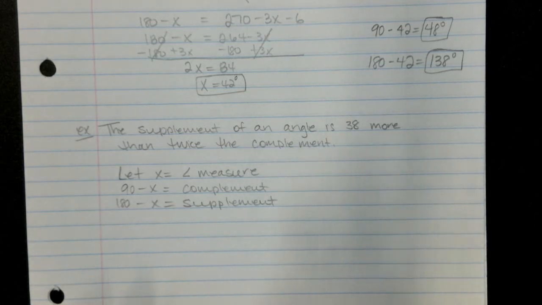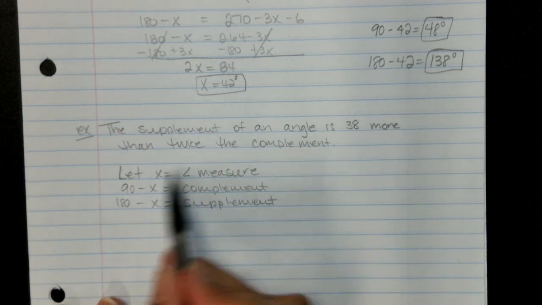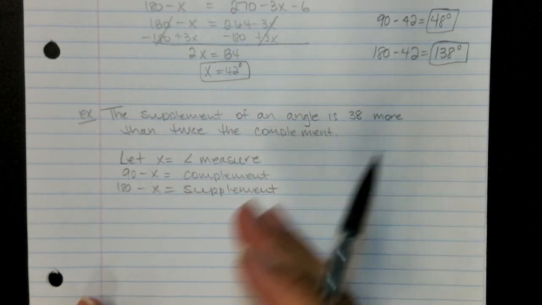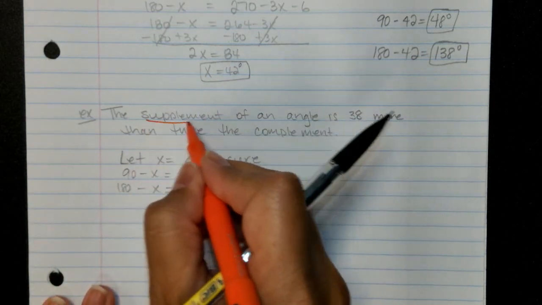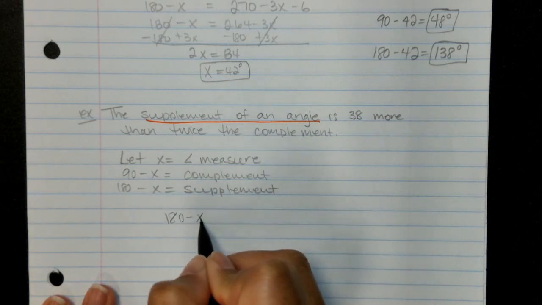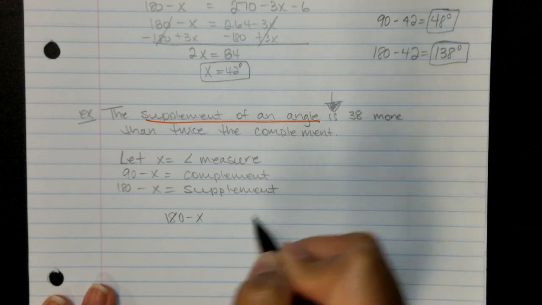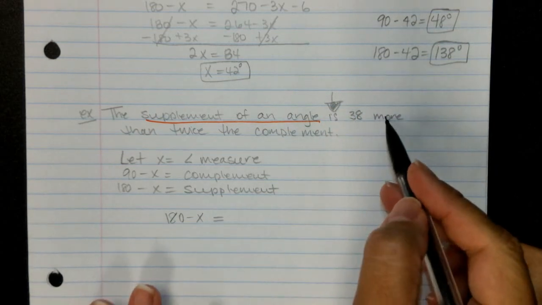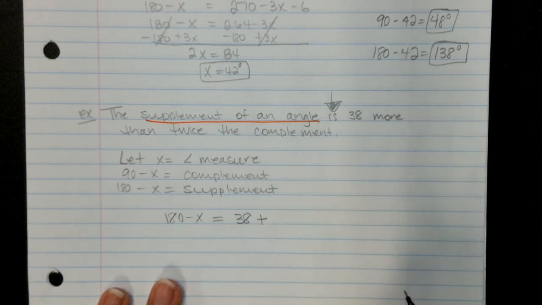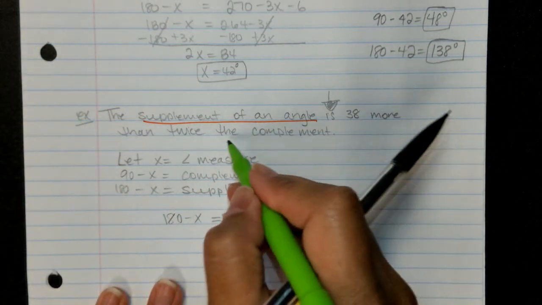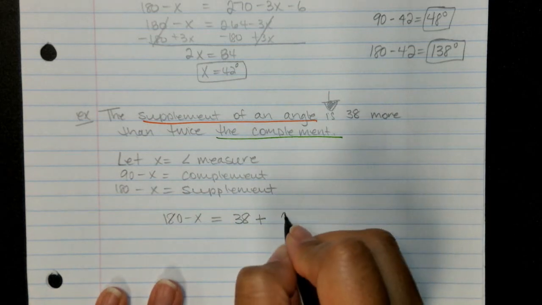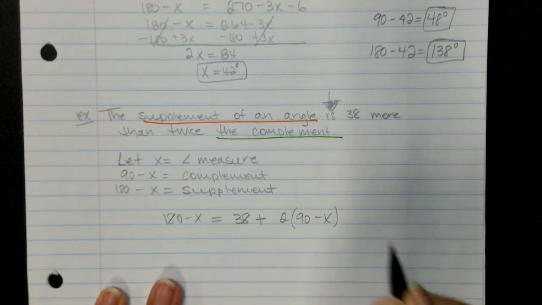That literally took me 10 seconds. Now I can use my key and decipher how to set up my equation based off of the order of the words in my word problem. First thing, supplement of an angle. Look, I already have it right here. 180 minus x is, and we all remember this one, it means equals, 38 more than twice the complement. We know that complement is 90 minus x. So if it's twice, we multiply it by 2.